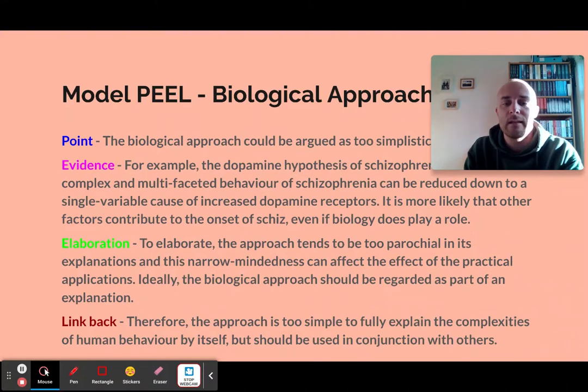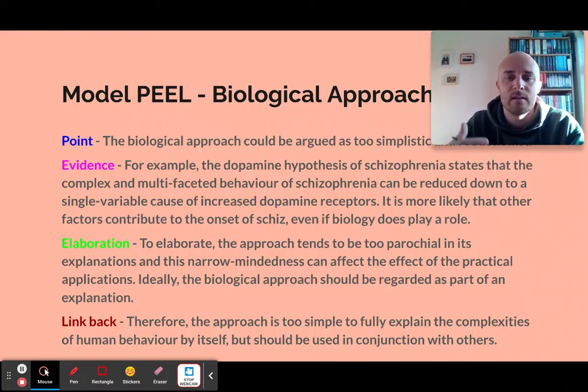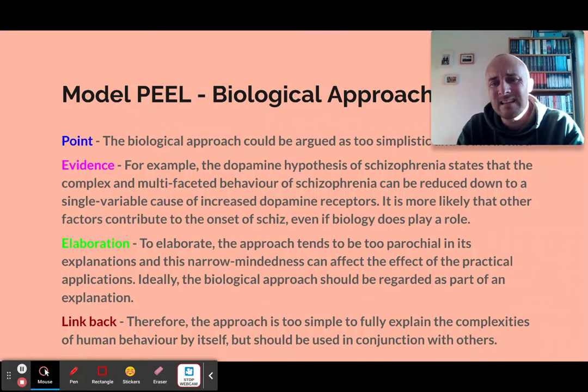And then finally, I have a model point here as well. So one big issue really is that the biological approach could be argued to be too simplistic, right? What's your evidence for that? Don't give me one sentence for evidence. The dopamine hypothesis states that the complex and multifaceted behavior of schizophrenia can be reduced down to a single variable cause. Is schizophrenia really caused by one thing, right?